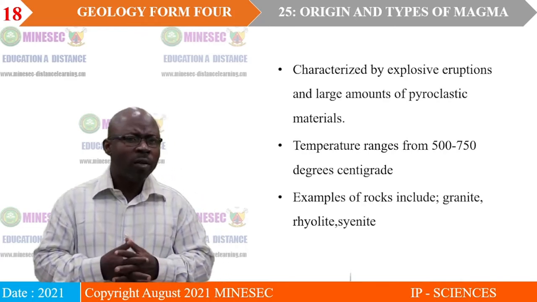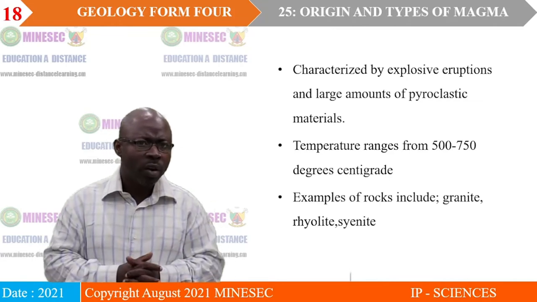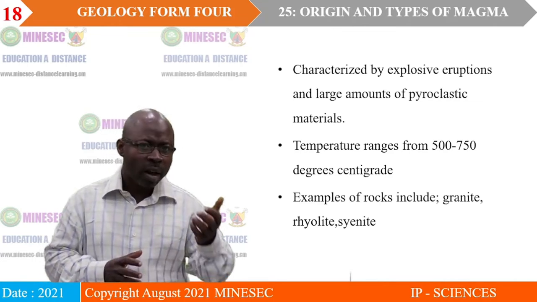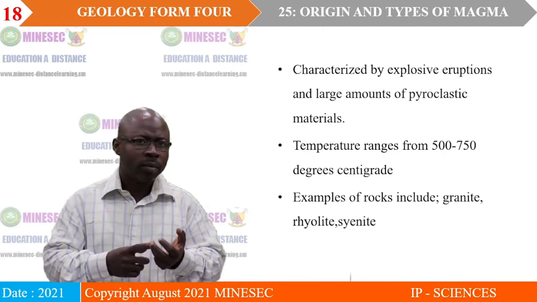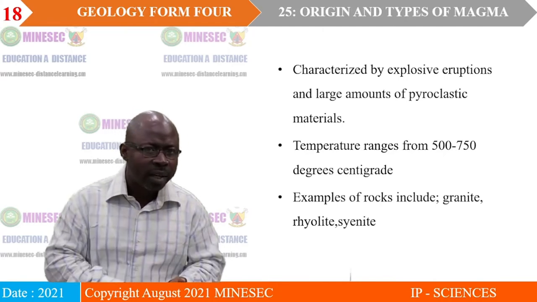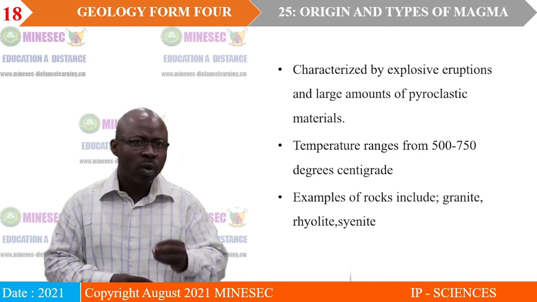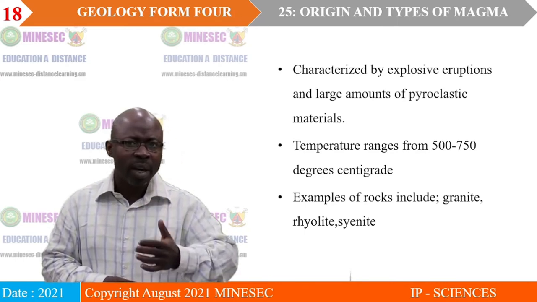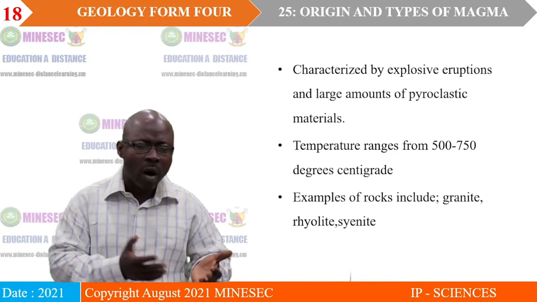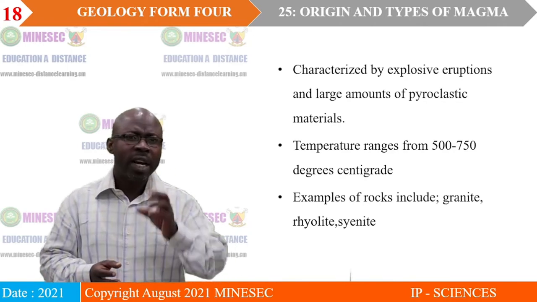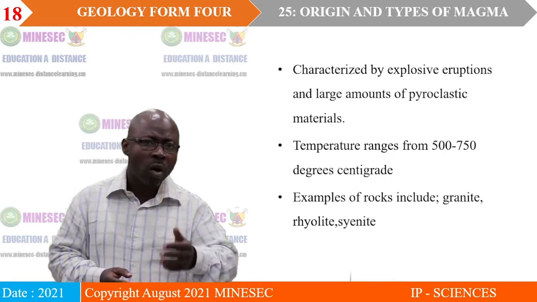Examples of rocks formed from the consolidation of acid magma include granite, rhyolite, syenite. So we can begin to see that the diversity of rocks on the Earth's surface is dependent upon the magma from which the rock cooled.